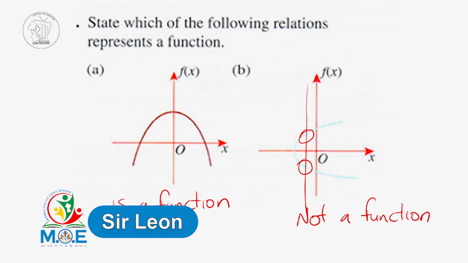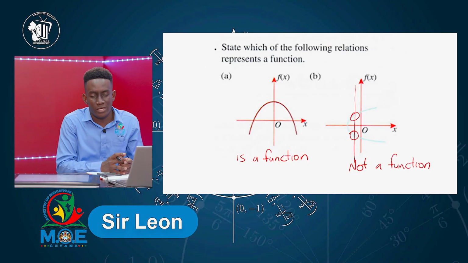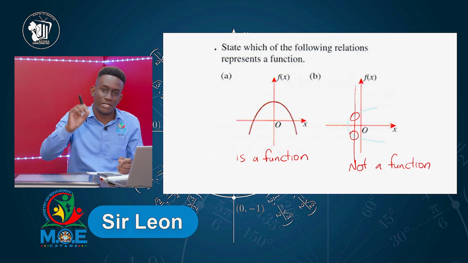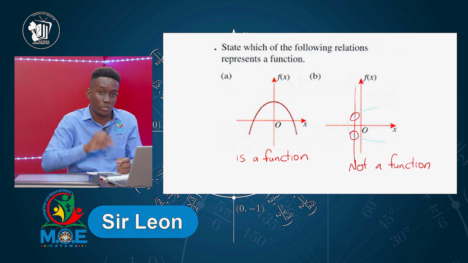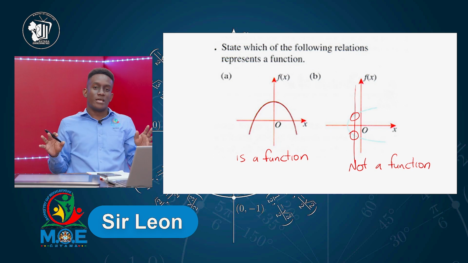And that is as simple as that. That is how you identify functions in a graph. Just do the vertical line test, and as long as it passes through more than 1 point, it is not a function. And with that, it has brought us to the end of this video. And I trust that you now have a good understanding of relations, the types of relations, and also functions, and how to identify functions from a graph.